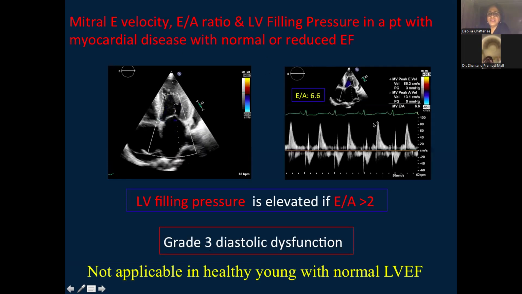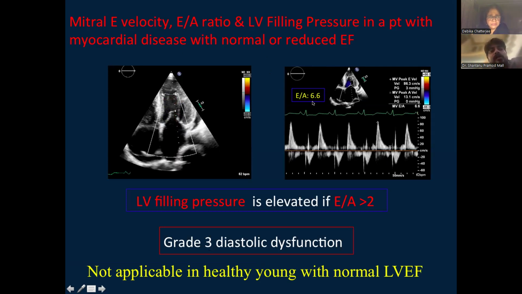Look at the mitral E wave. Very tall E wave and a very small A wave, almost not there, with an E/A ratio of 6.6. So LV filling pressure is elevated if the E/A ratio is more than 2. And this is a grade 3 diastolic dysfunction with a restrictive filling pattern.